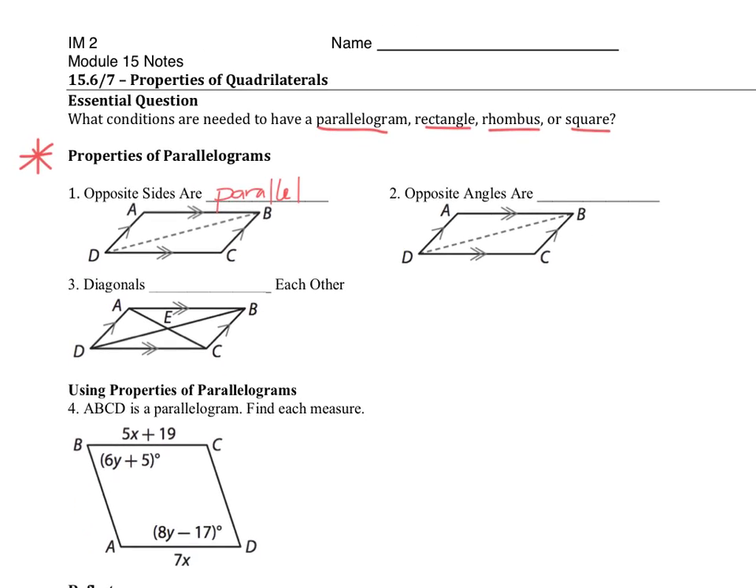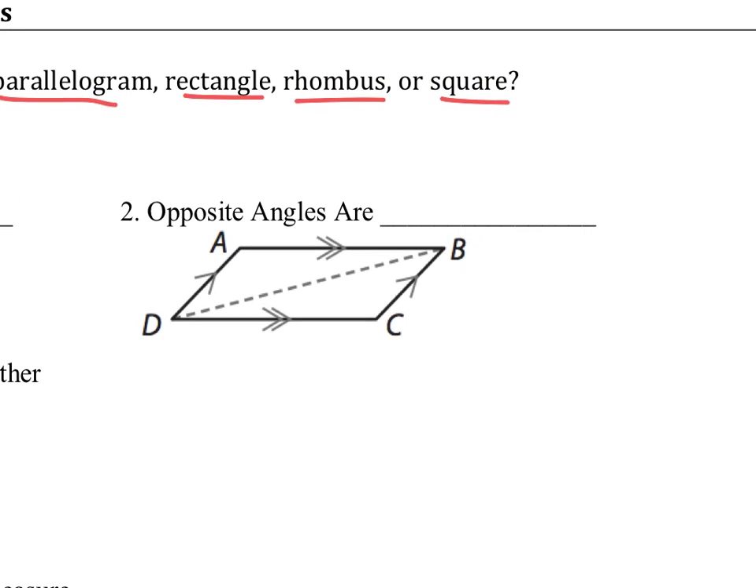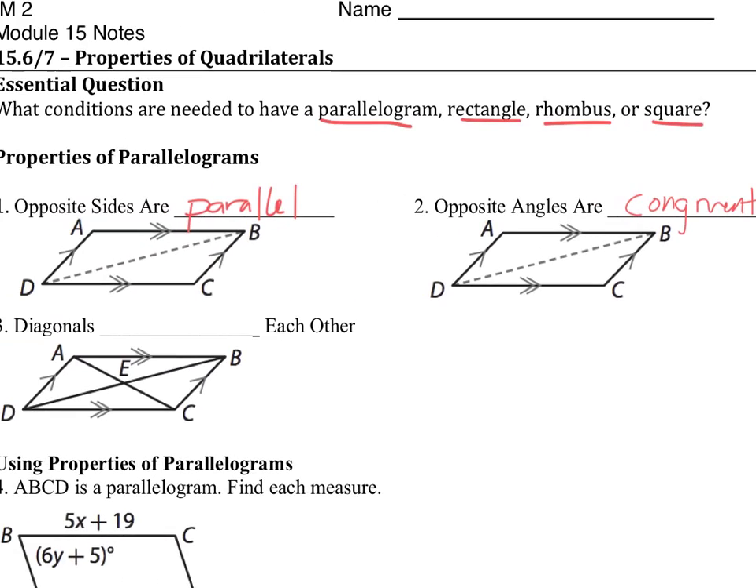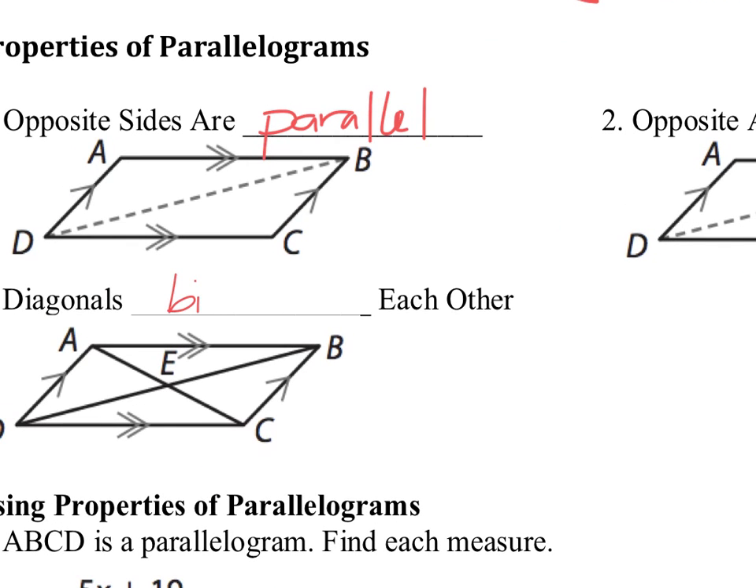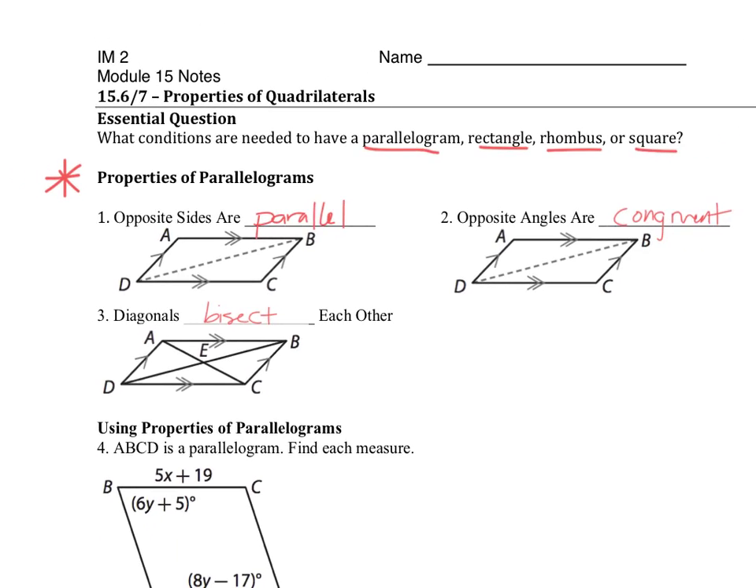opposite angles are congruent, and diagonals always bisect each other. So that happens for a parallelogram.